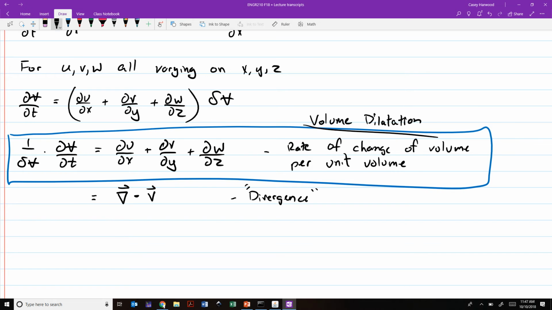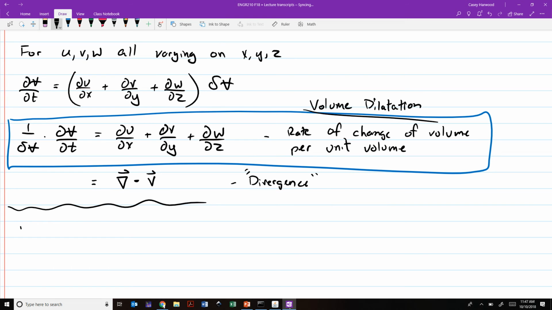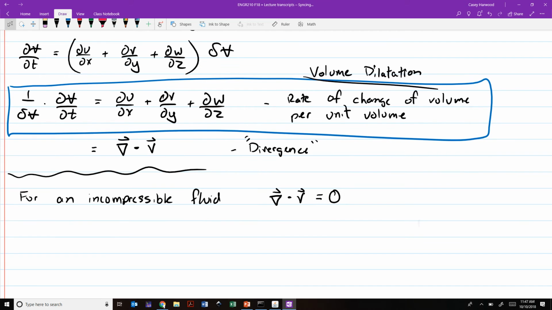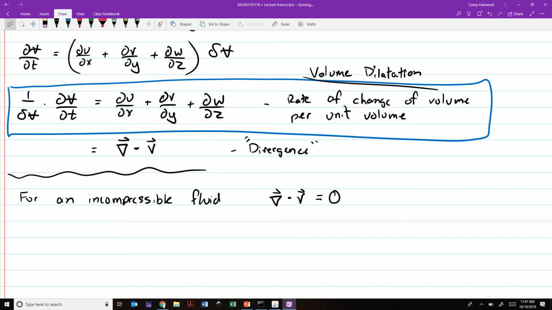So for an incompressible fluid, the divergence of the velocity field is equal to 0. And this is a very, very important identity. This is the mathematical statement of what it means to have an incompressible flow. Or rather, this is the mathematical statement of a velocity field for an incompressible flow.